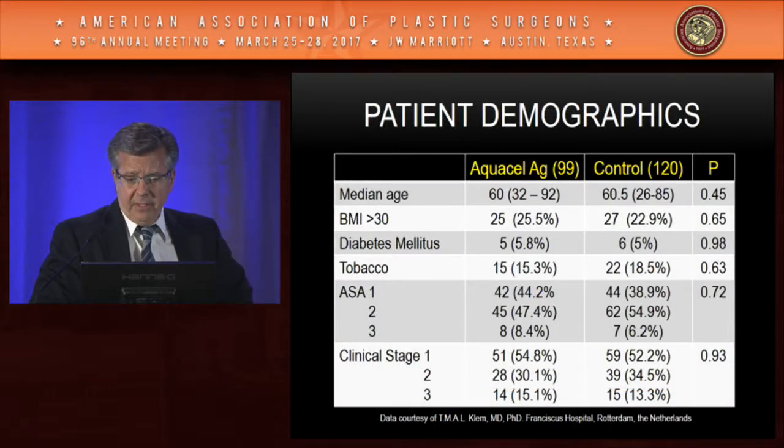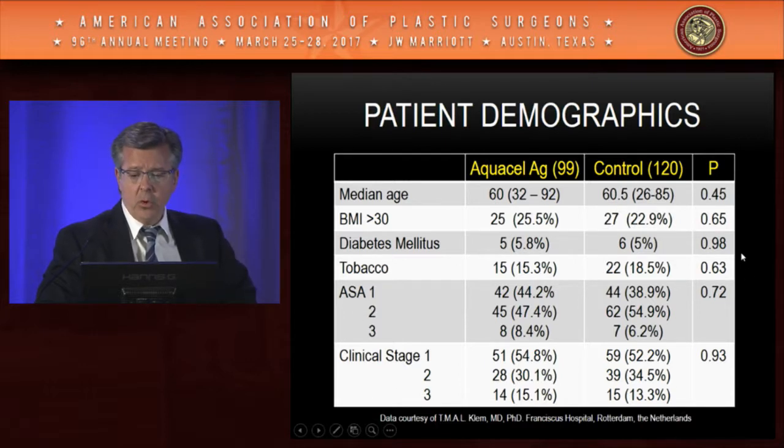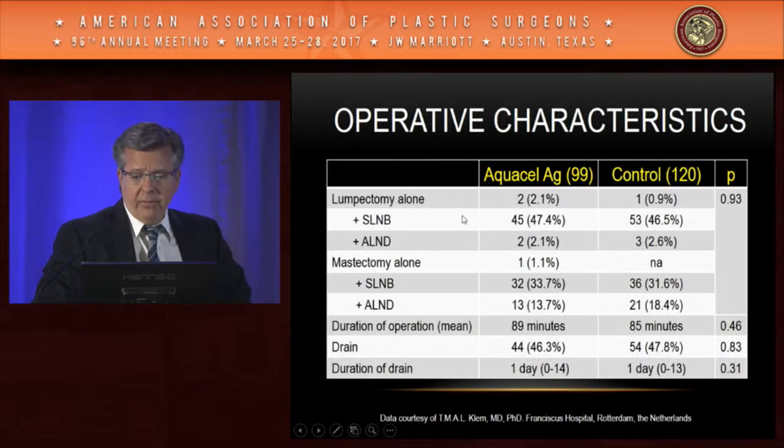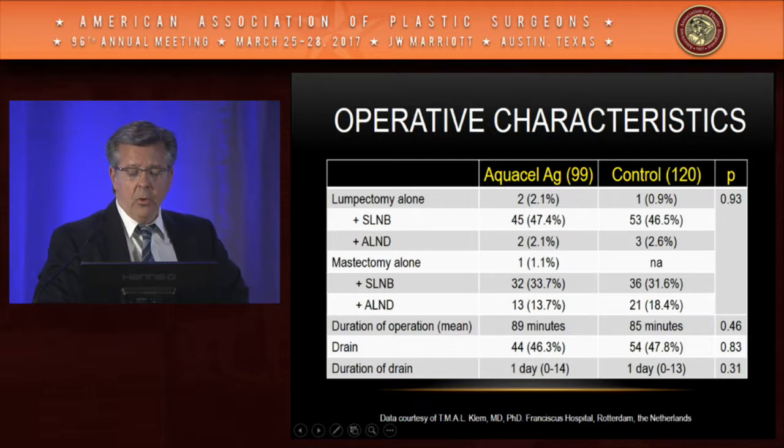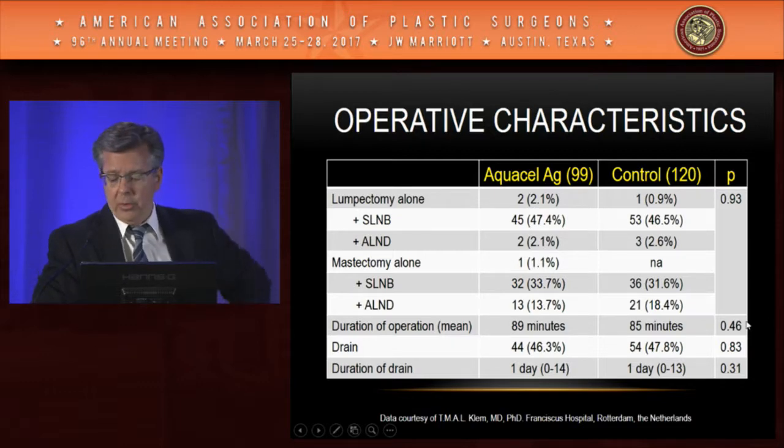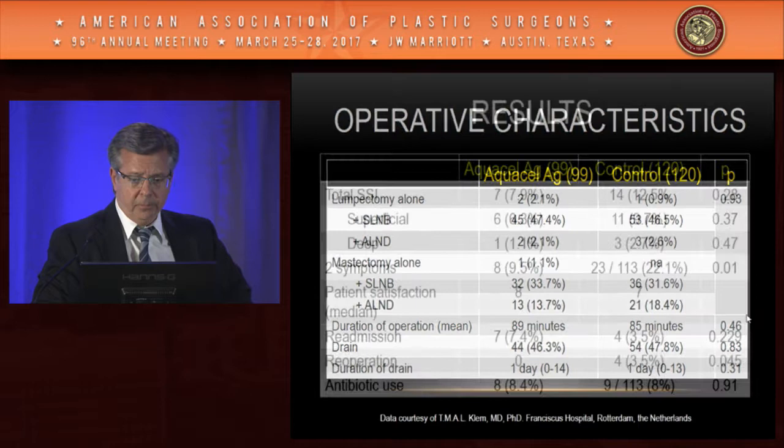These are some of the demographics comparing the 2 cohorts of patients, and if you look at median age, body mass index, diabetes, tobacco, anesthesia scores, and clinical stage, there was no significant difference between any of these categories. If you look at the operative characteristics, whether they had a lumpectomy alone, sentinel node, axillary node dissection, mastectomy alone, duration of operation, drain use, and duration of drains, again, there were no significant differences between the 2 cohorts. So they really wanted to make sure that these were going to be comparing apples to apples.